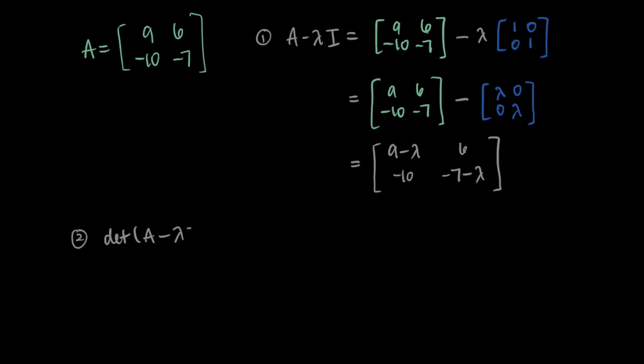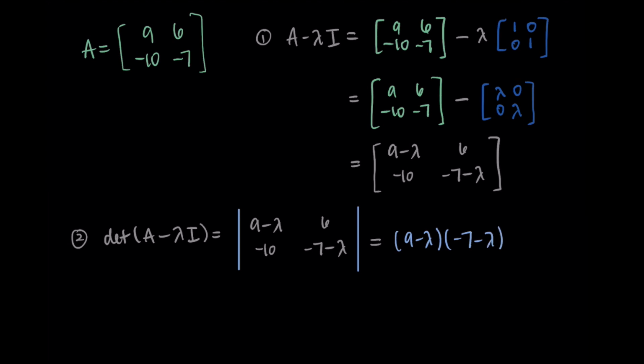Alright, now we're going to take the determinant of this new matrix we found. So I'm taking the determinant of A minus lambda I. I'll use the vertical bars to represent the determinant. And remember, the determinant of a 2 by 2 matrix is AD minus BC. So we kind of do one diagonal minus the other diagonal. So I'm getting 9 minus lambda times -7 minus lambda, and then I'll subtract 6 times -10.